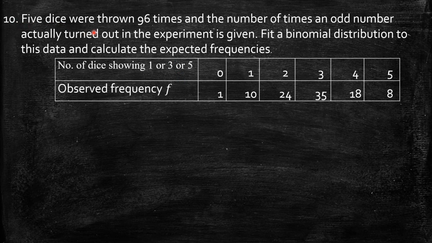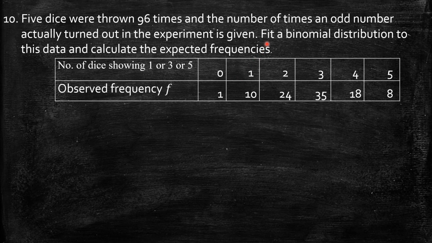Problem number 10. 5 dice were thrown 96 times and the number of times an odd number actually turned out in the experiment is given. That means getting an odd number 1 or 3 or 5, throwing 5 dice at a time, and this is taken for 96 times, and the observed frequencies are given over here. So no dice turning out to be an odd number, that is 0, happens only once. One die turning out to be an odd number, that is 10 times. Likewise all 5 dice turning out to be odd numbers, that is 8 times. Out of 96 times the data is provided.